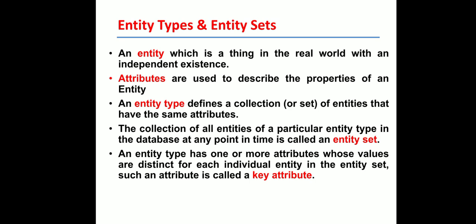Then the definition of entity type goes like this. An entity type defines a collection or set of entities that have some attributes. Now this entity type specifies the collection of entities. Each database can have different entities. It can be student, or it can be employee. Employee can have other entities like department, then we have location, etc.